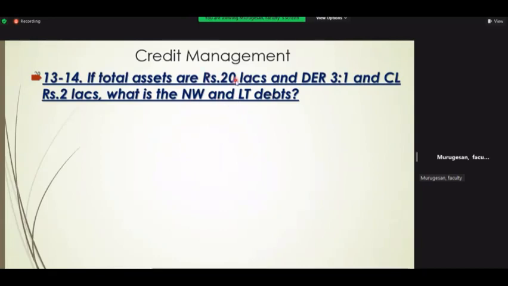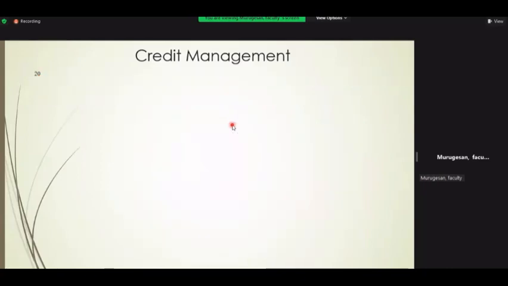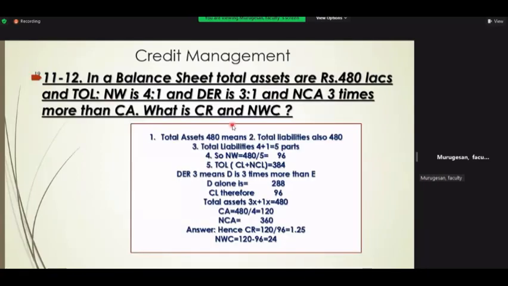Very simple. Total assets 20. Okay, one by one we can go. Yes, madam. Very simple, but okay, sir. Okay, can you wait till we calculate? 13, huh? Okay. You want 13? Okay. Only 12.